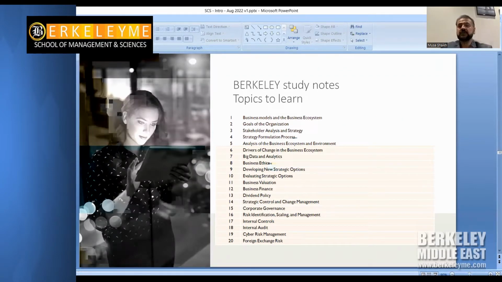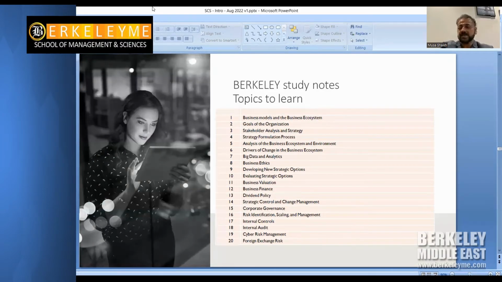In marks terms, that is 80 marks, 50% of the exam. So let's talk about the study material, what material we generally use. We have our Berkeley study notes, which are really effective, based on years and years of interaction. We have all this curriculum that is divided into 50 units, and I will just go through it. I already explained this when I was explaining the syllabus.